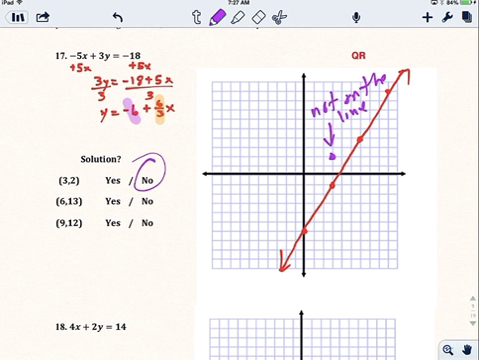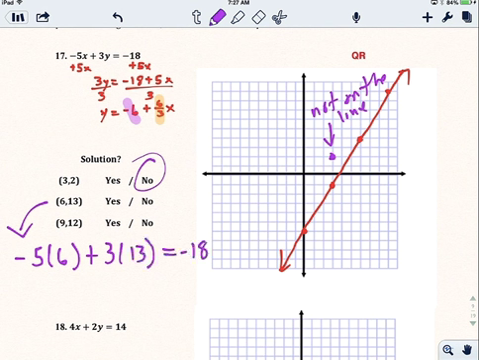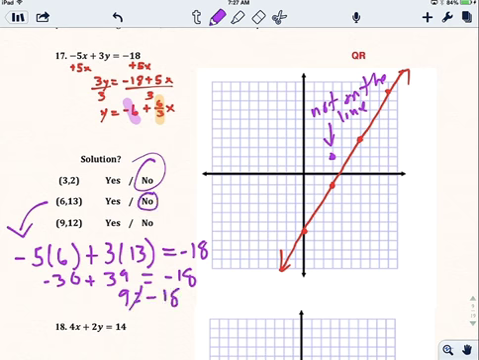Let's look at 6, 13. It is not going to be on my graph, and 9, 12 is not going to be on my graph either, so I'm going to have to do a little bit more work. The best way to do that is to plug in the values. So negative 5 times 6 plus 3 times 13, and the question is whether that equals negative 18. I'll do a little calculation here. This is negative 30 plus 39, excuse me. And so that is 9 equals negative 18. Not true, so not a solution.